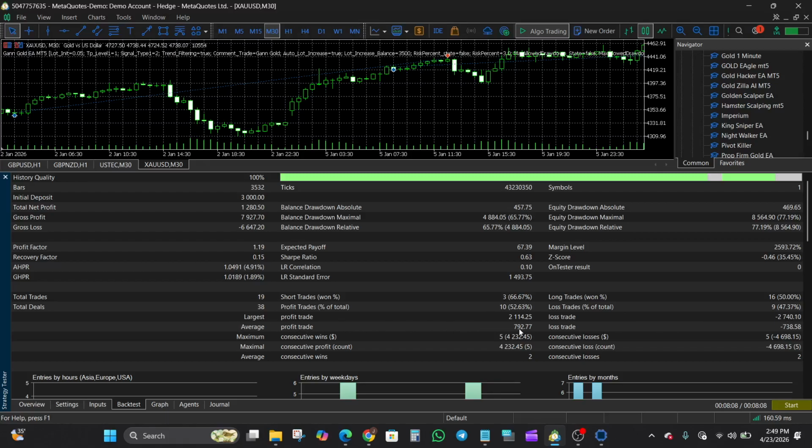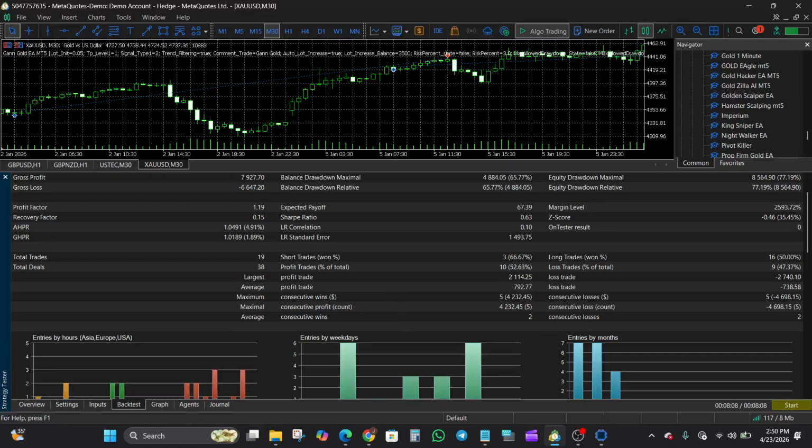The average profitable trade was 792.77, and the average losing trade was about 738.58. So this also tells me that the amount being risked was not fixed, right? We might have had a fixed risk to reward ratio, but it seems like the specific amount from the capital that was being risked was not fixed, right? Because for us to have the average profitable trade be this and the average losing trade be almost this, despite the 1 to 3 risk to reward ratio, it means that we are not having a fixed risk, right?